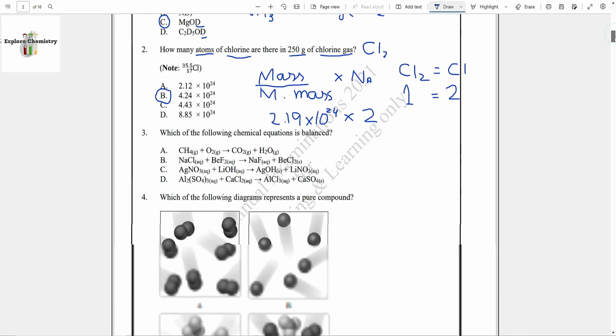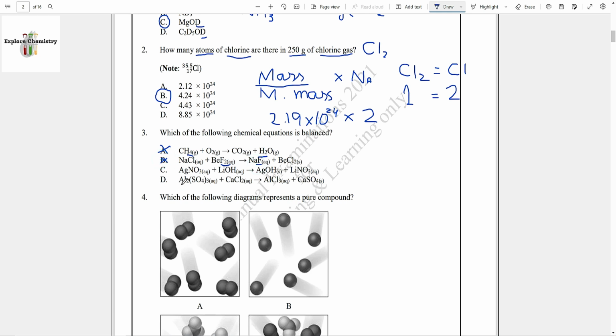Okay. The next question is: which of the following chemical equations is balanced? You have to check balancing here. In the first one, 4 hydrogen atoms are present, but on the right hand side, on the product side, 2 hydrogen atoms are present. So this is not the balanced equation. In the next one, fluorine is 2 and here it is 1, so it is also not a balanced equation.